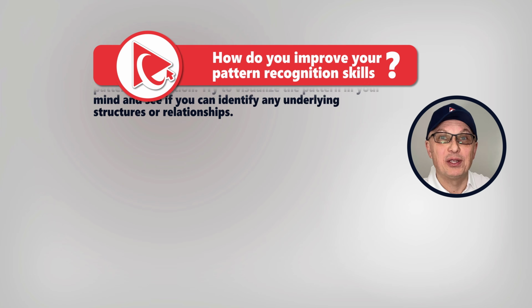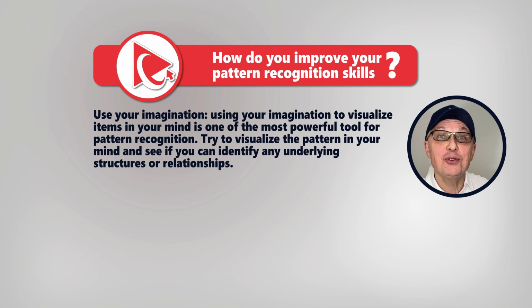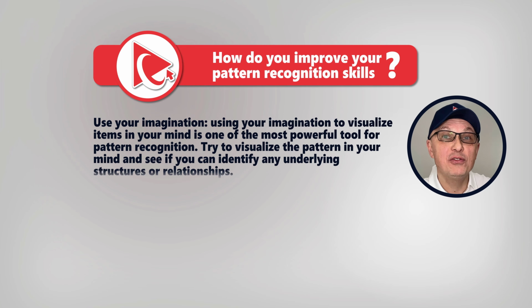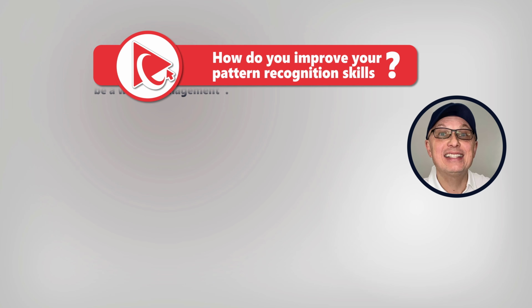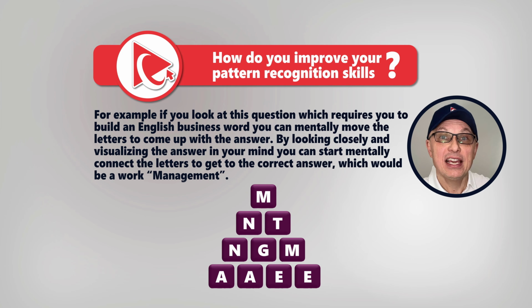One of the very frequent questions we get on this channel is how to improve your pattern recognition skills. One of the key ways is to use your imagination. You can use imagination to visualize items in your mind, and this is one of the most powerful techniques. Let's take a close look at the example. Here, you're required to build an English business word, and you need to use all the letters only once.